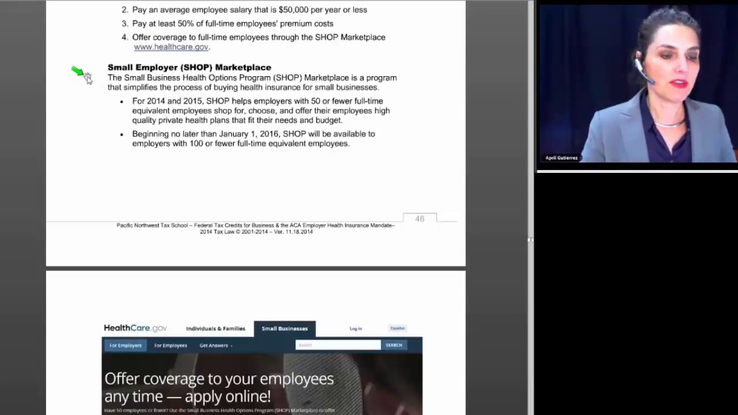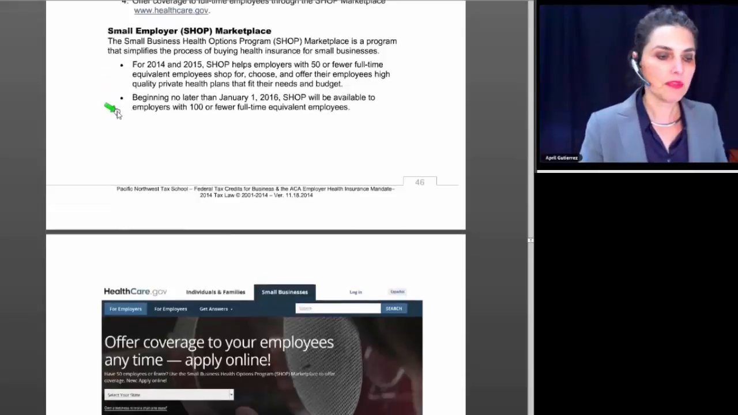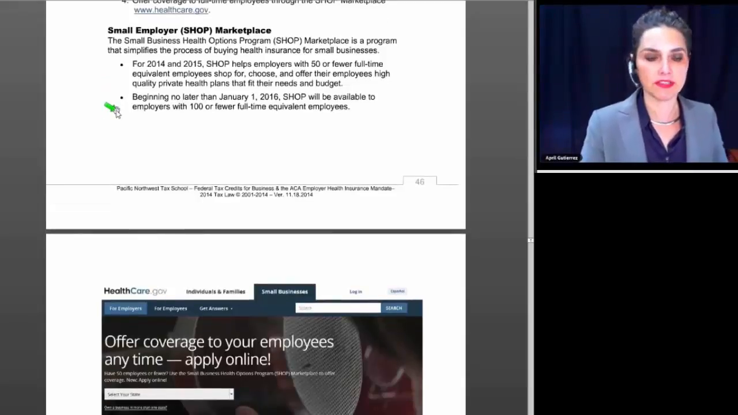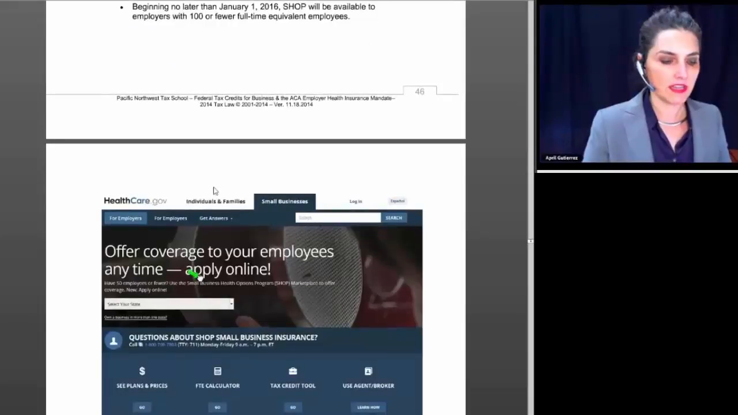So the Small Business Health Options Program, or SHOP, Marketplace is a program that simplifies the process of buying health insurance for small businesses. For 2014 and 15, the SHOP helps employers with 50 or fewer full-time equivalent employees shop for, choose, and offer their employees high-quality private health plans that fit their needs and budget. Beginning no later than January 1, 2016, the SHOP will be available to employers with 100 or fewer full-time equivalent employees. So let's take a look.